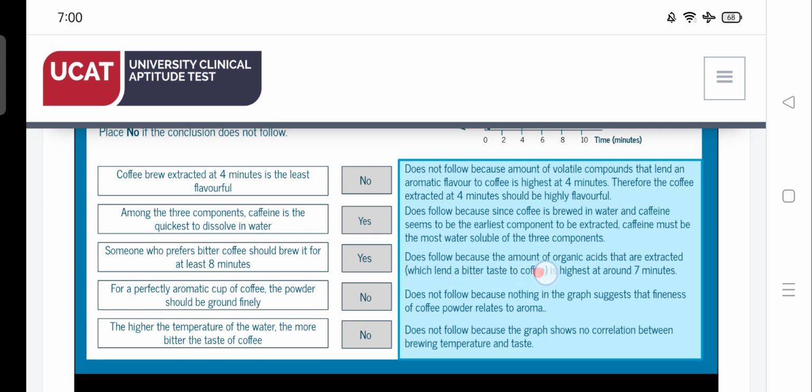The third one does follow because the amount of organic acids that are extracted is highest at around 7 minutes. The fourth one does not follow because nothing in the graph suggests that fineness of coffee powder relates to aroma. The fifth one does not follow because the graph shows no correlation between brewing temperature and taste.